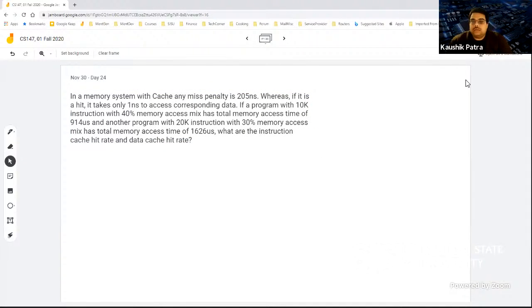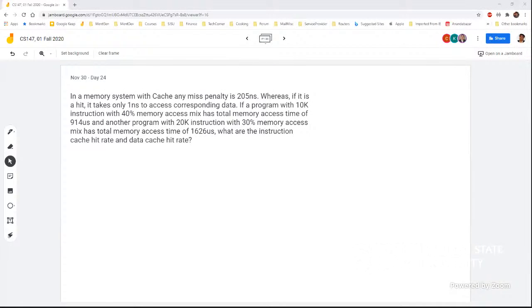Okay, now you guys take 5 minutes to go over this problem. Let me first introduce you to this problem. This is basically saying that we have one memory system with a cache miss penalty of 205 nanoseconds, right? And if it is a hit, it takes 1 nanosecond.